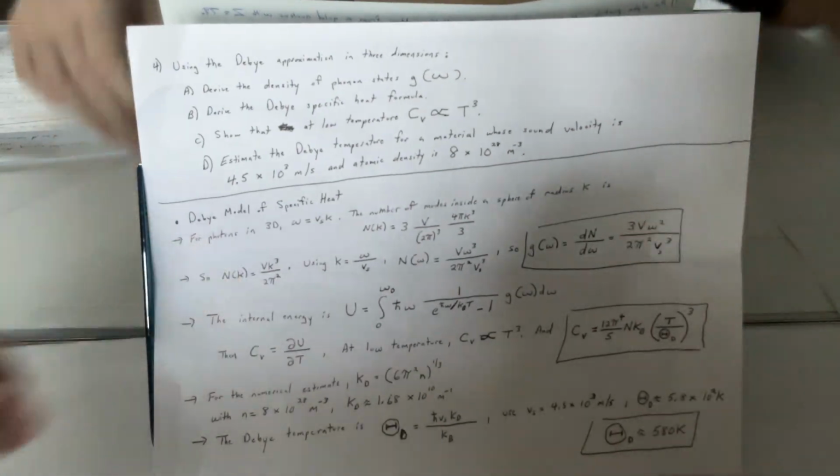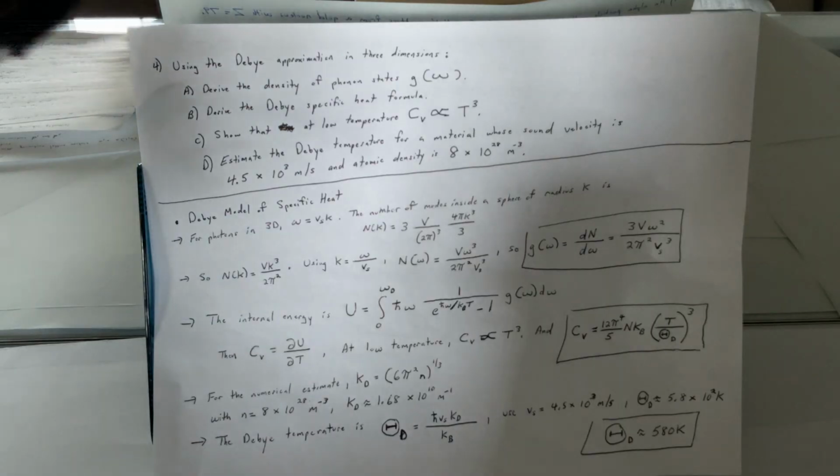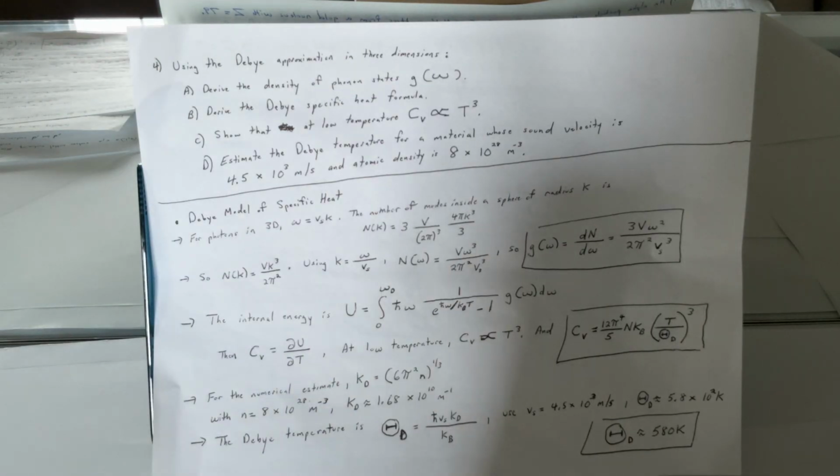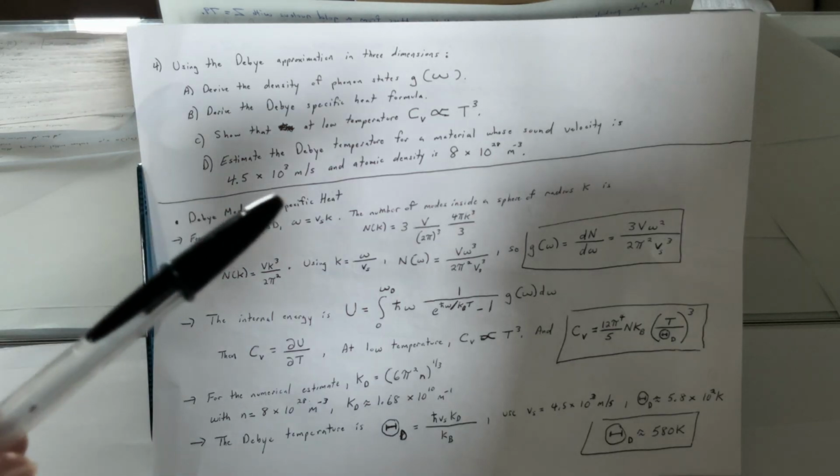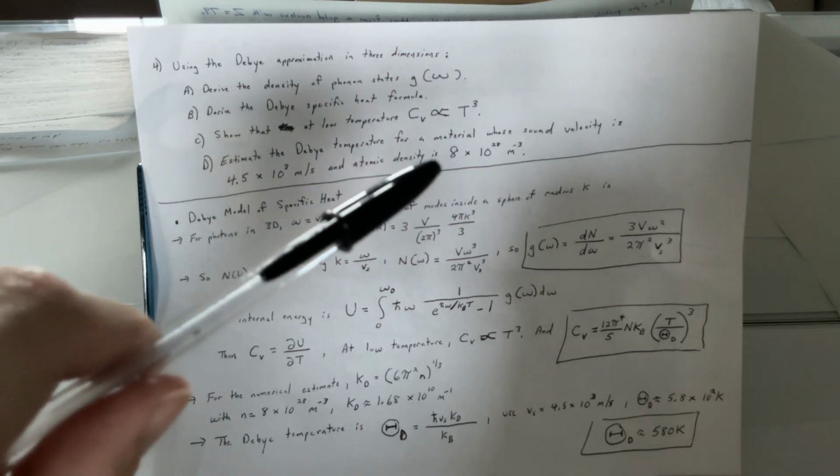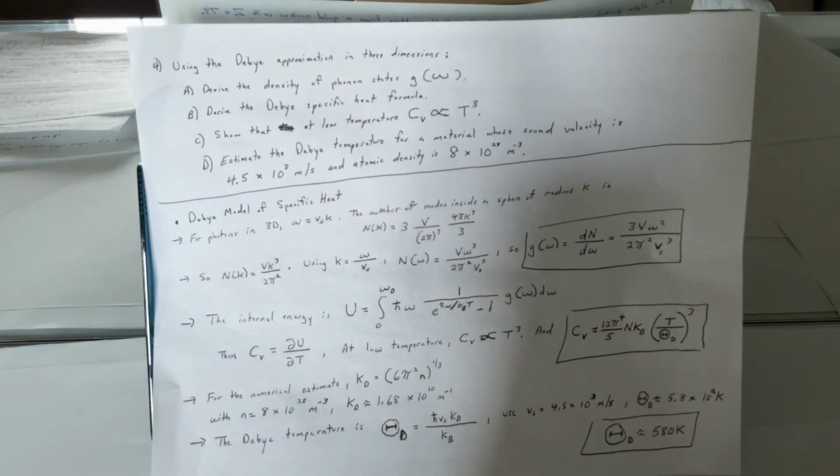Let's go for the setup for problem 4. Okay, using the Debye approximation in 3 dimensions, derive the density of phonon states, g of omega, derive the Debye specific heat formula, and show that at low temperature C sub V is proportional to T cubed. My apologies for that horribly drawn proportional symbol. And estimate, for letter D, the Debye temperature for a material where sound velocity is 4.5 times 10 to the 3rd meters per second, and atomic density is 8 times 10 to the 28th per meter cubed.